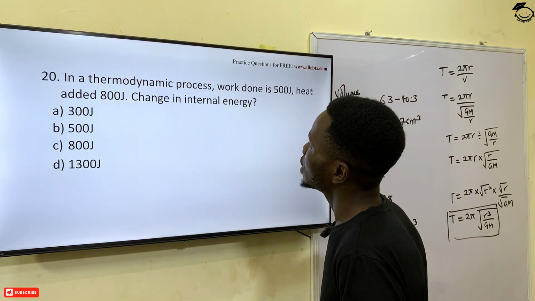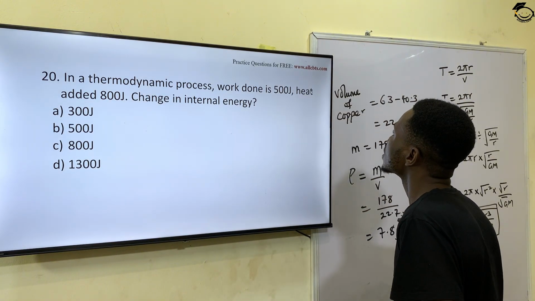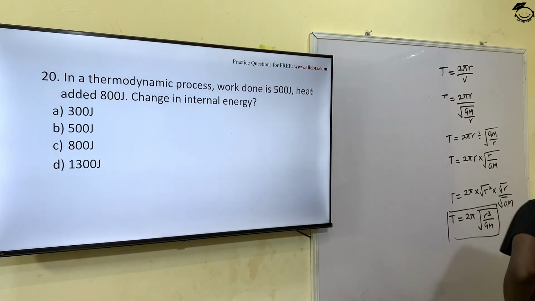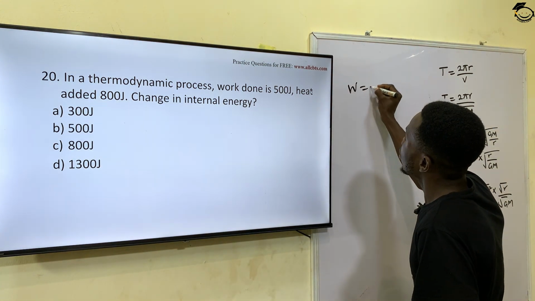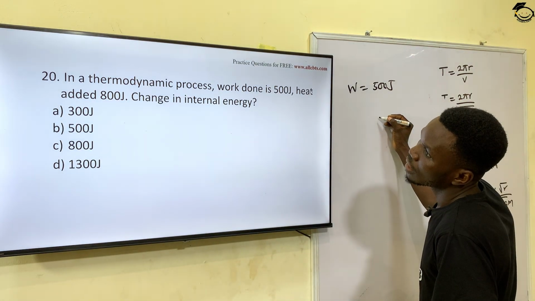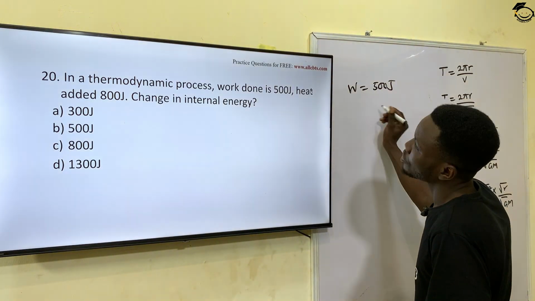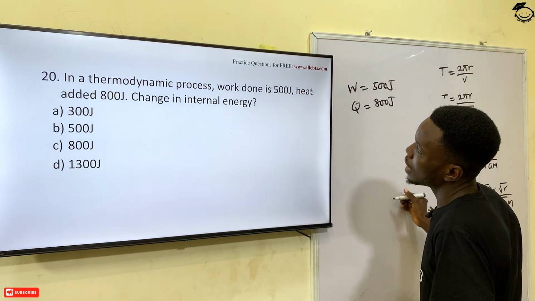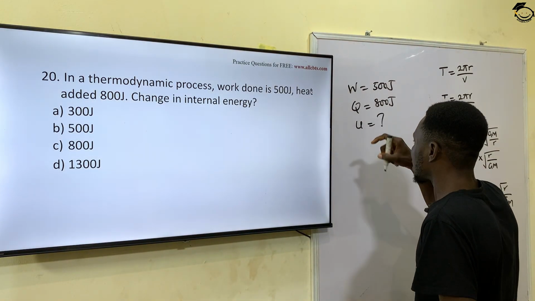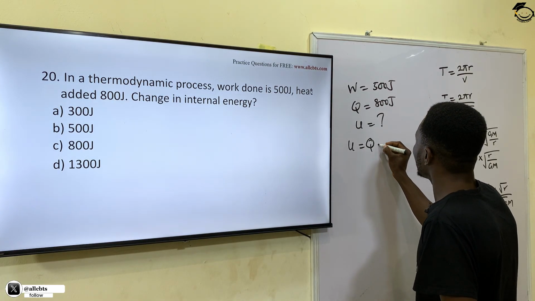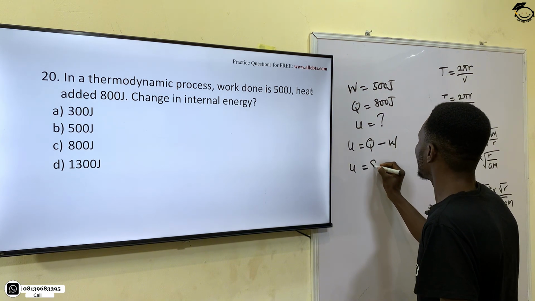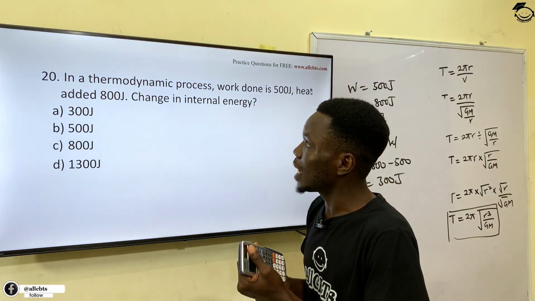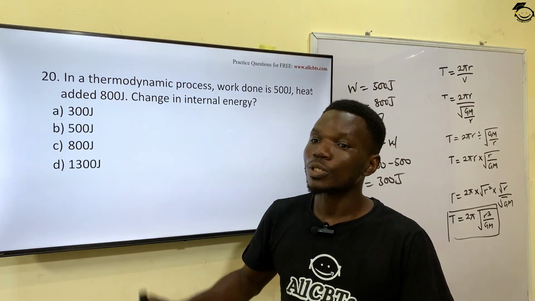It says, in a thermodynamic process, work done is 500 joules. So our work done was given as 500 joules. And then it said heat added is 800 joules. So our quantity of heat that was added is 800 joules. Then it said the change in internal energy is dash. We know that our change in internal energy is equal to the heat added minus the work done, which means that my change in internal energy is going to be 800 minus 500, which will give me 300 joules. It means that the change in internal energy of this thermodynamic process is 300 joules, which is option A.